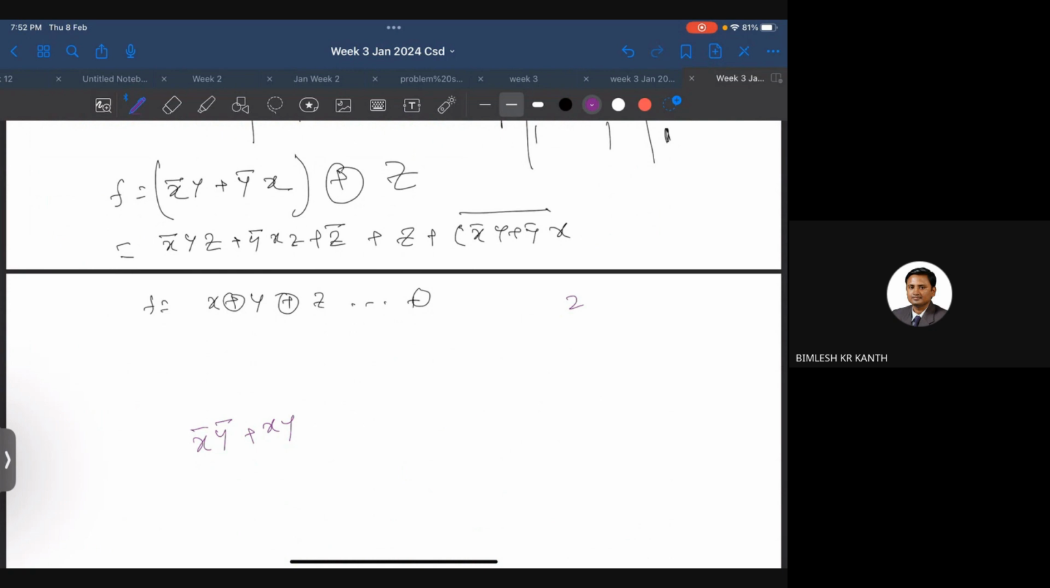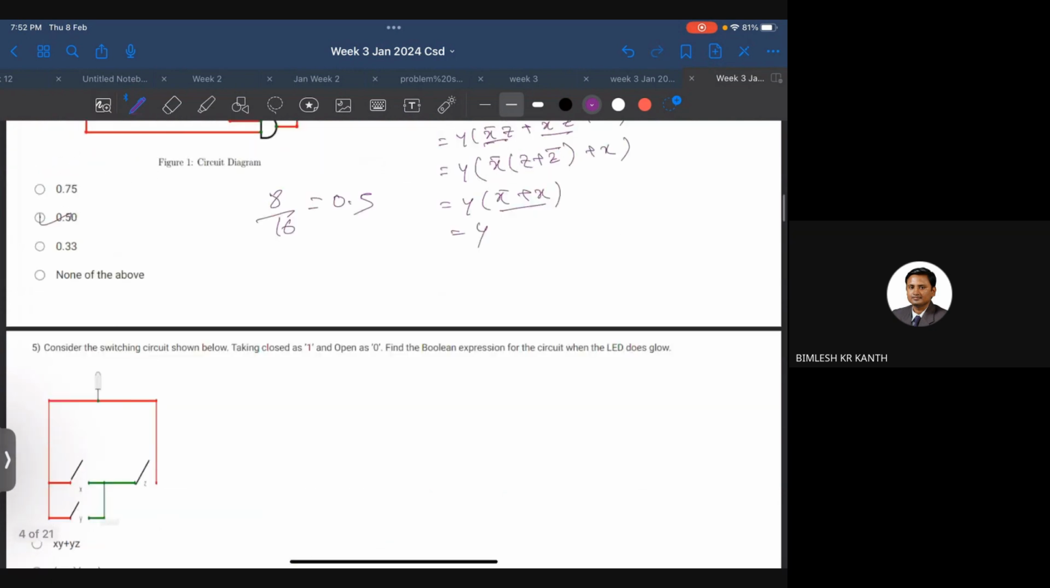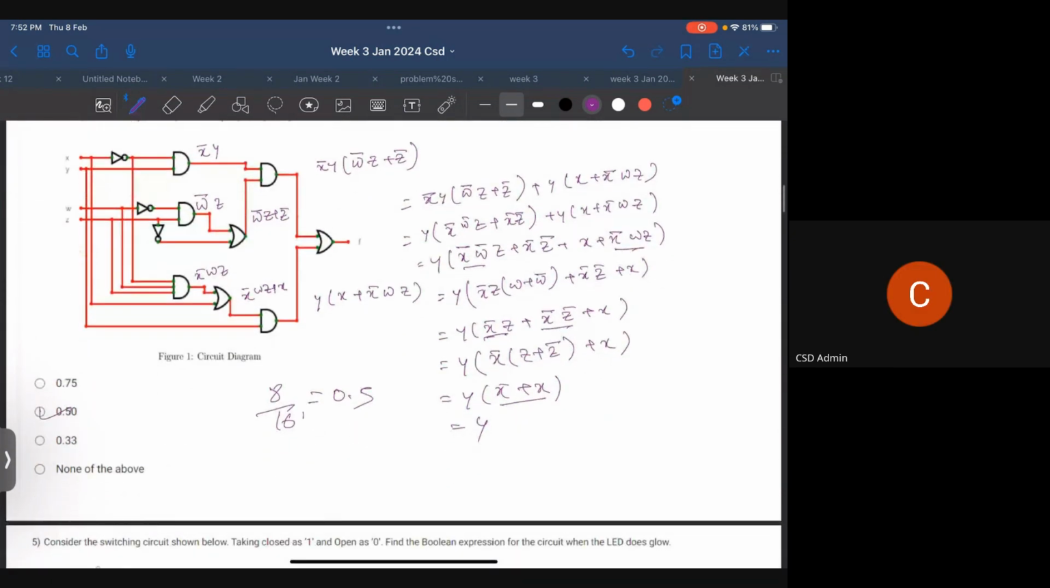He's saying that in the final minimized expression, the denominator will be 16. So for these four variables, there will be a total of 16 rows, and whatever final expression we get after the minimization, create a new column, find out the number of ones, count them, and then take the ratio.